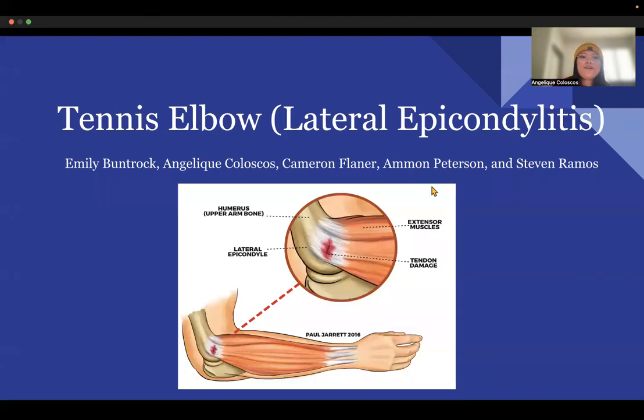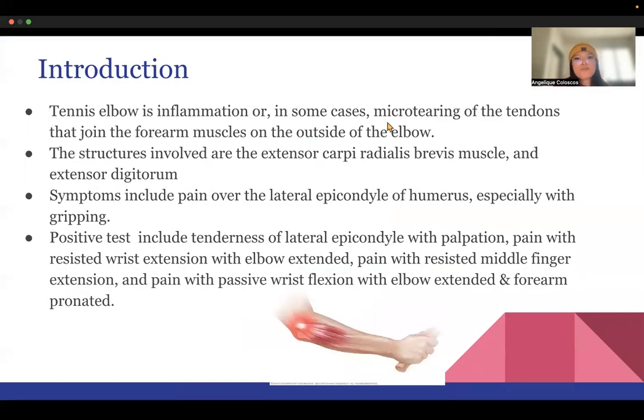All right. So our topic is going to be about tennis elbow. And I'm going to start with the introduction. So tennis elbow is an inflammation or micro tearing of tendons in the forearm. And it usually affects the extensor muscles, especially the extensor carpi radialis brevis muscle and the extensor digitorum.